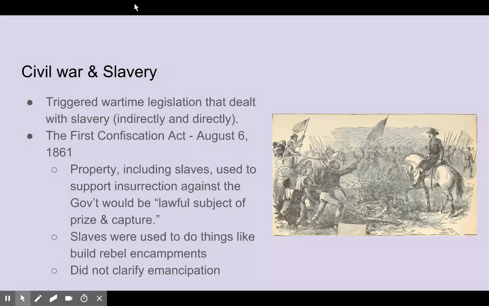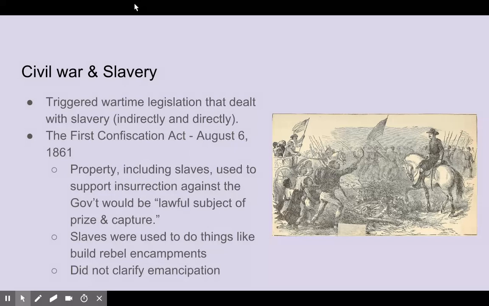So I'm going to give you just one example, and that's the First Confiscation Act, which was given on August 6th of 1861, fairly early in the war. And what this act did is that property, including slaves, because they were unfortunately considered property, used to support insurrection against the government, would then be the subject of prize and capture. So they could sort of confiscate the slaves or any property or things used.